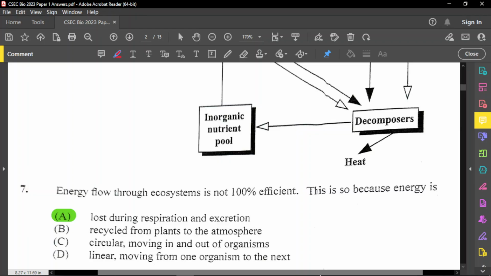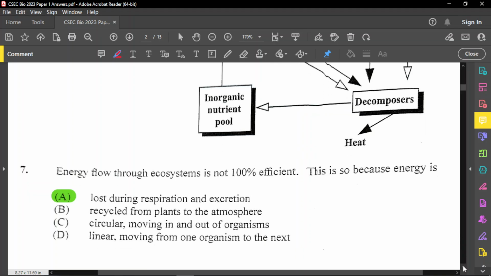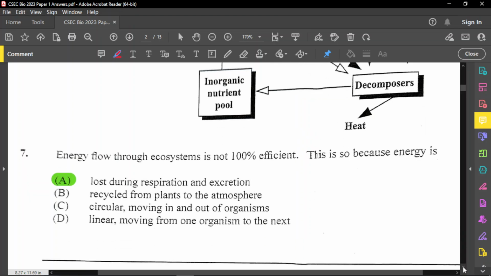And a point to note is that energy normally decreases by 10% going along the food chain or food web, right? And a point to note, the A is the correct answer. Energy is lost during respiration and excretion. And of course, a point should note here that energy also requires energy.